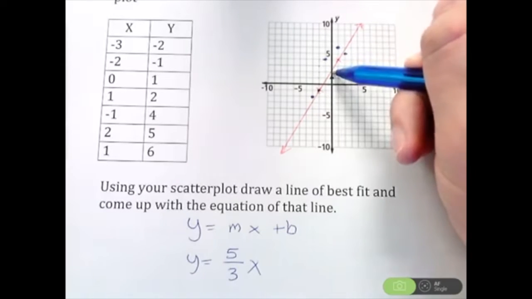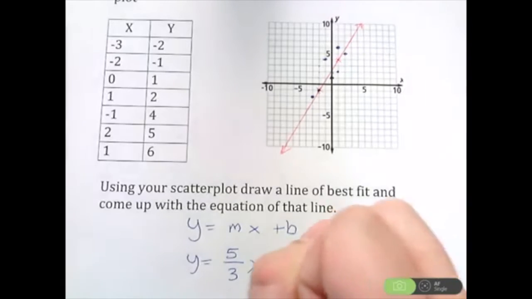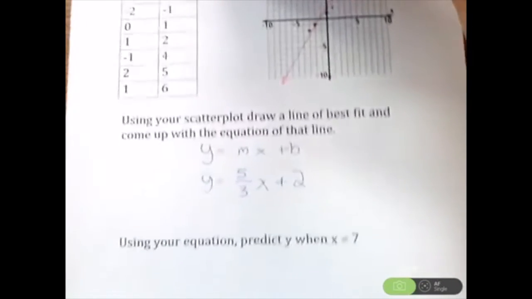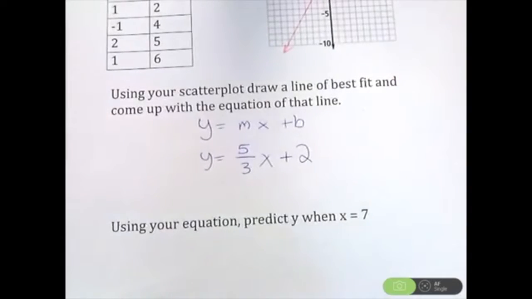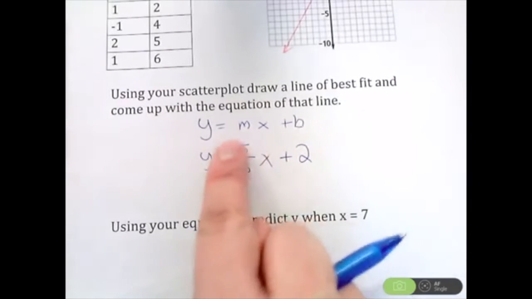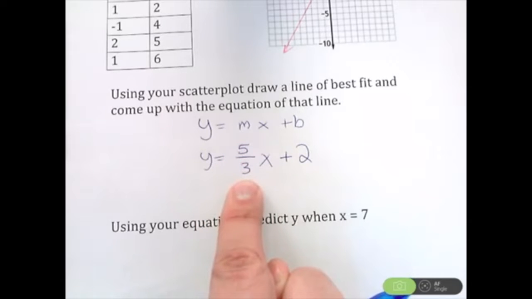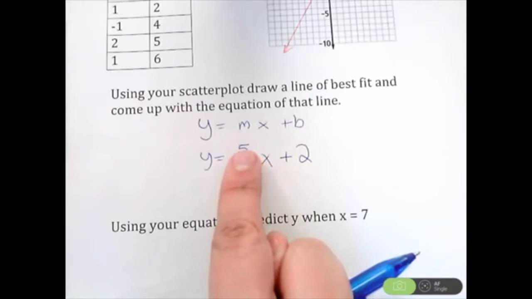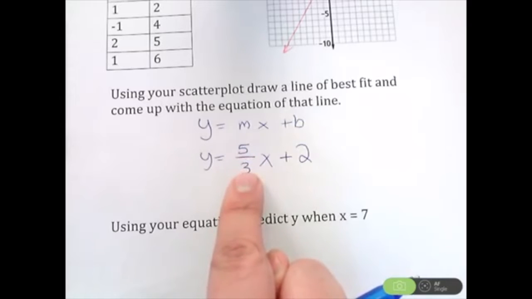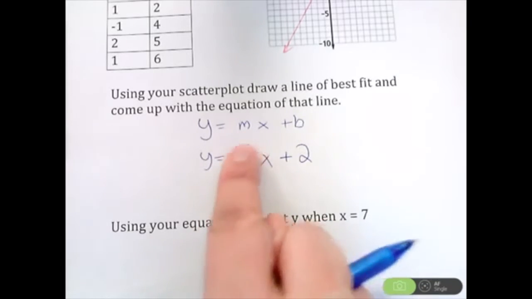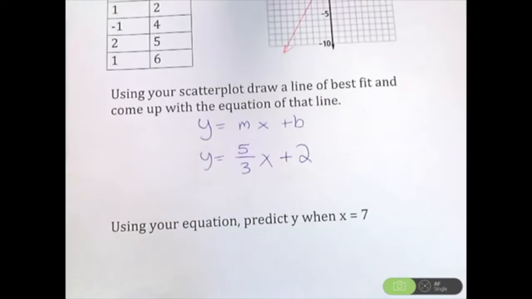It looks like we cross right at positive 2. So y equals 5 over 3x plus 2. One thing you want to be careful about is to make sure your fraction is reduced if possible. So I have 5 over 3. That's not going to reduce. If I would have had 6 over 3, 6 divided by 3 is positive 2. So always look to see if you can simplify that fraction if possible.